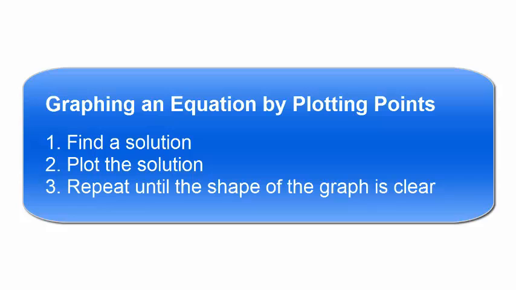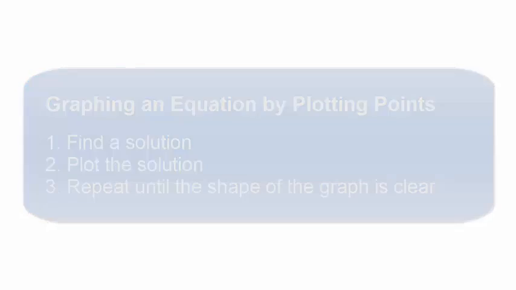How many points do you need? It depends. If you recognize the graph is a line, you only need 2. If you recognize that the graph has certain types of symmetry, which we'll talk about later, it can make it where you need fewer points. But you need enough points that you can tell what the shape of the graph is going to be. And that is graphing by plotting points.